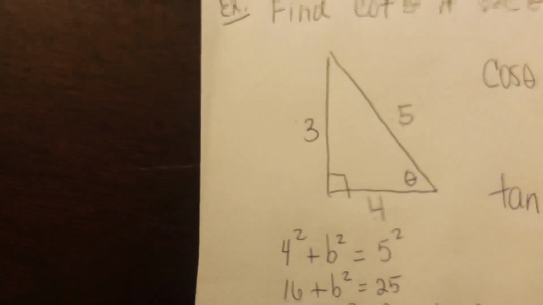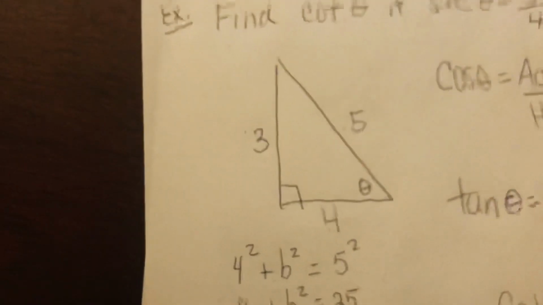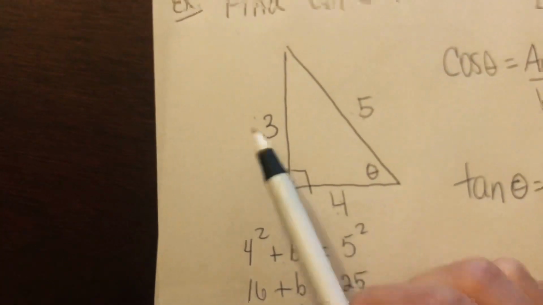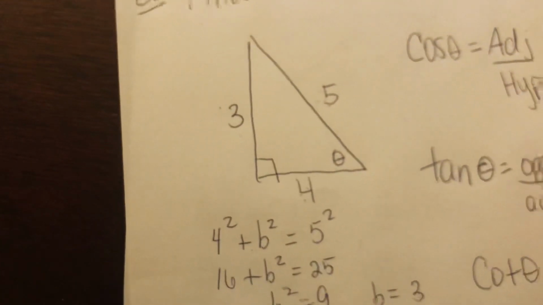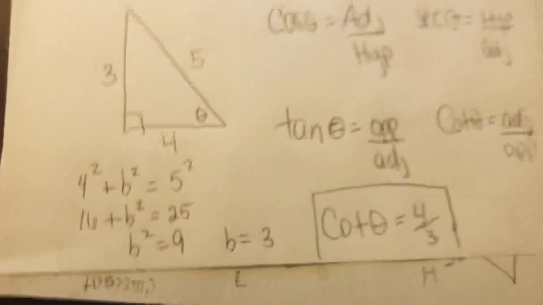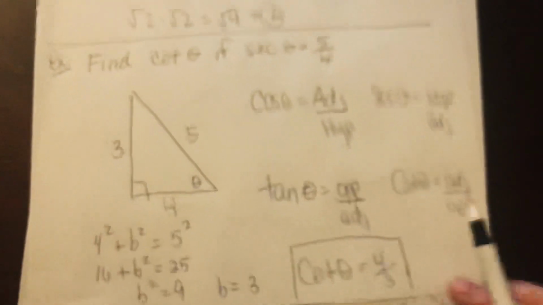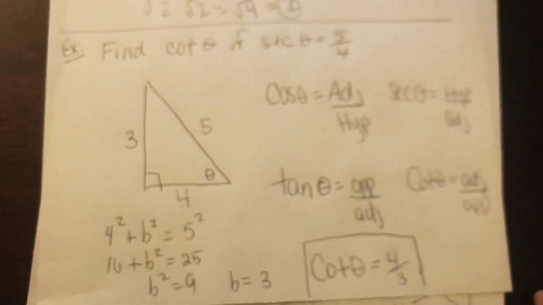Okay, so now I can find the cotangent that I was looking for. The cotangent of the angle theta is adjacent over opposite, which is 4/3. My paper's moving, sorry. All right, let me know if you have any questions. So those kind of things are going to be on today's assignment.